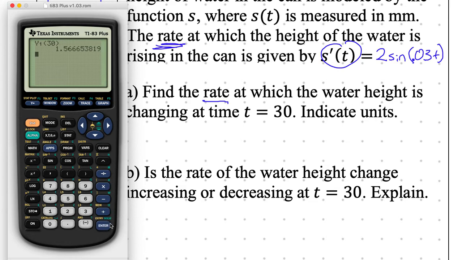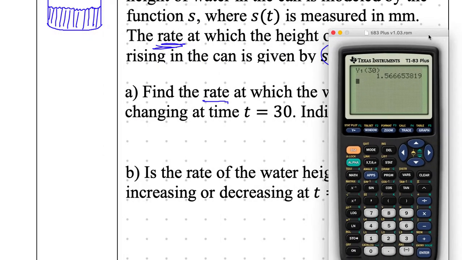y1 of 30, that's how I read that, is 1.56665. Okay. Did you guys all get the same answer, hopefully? Yes. All right, and then we always in AP Calculus round to 3 decimal places. It's just a universal rule.